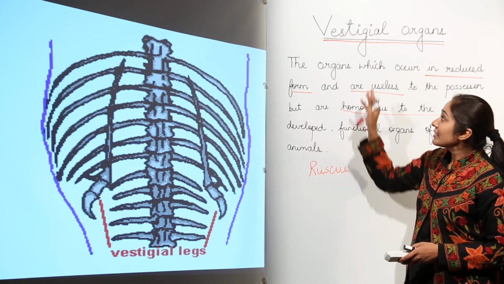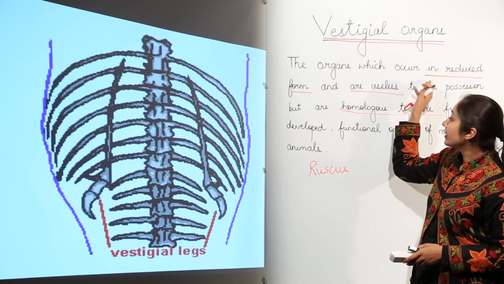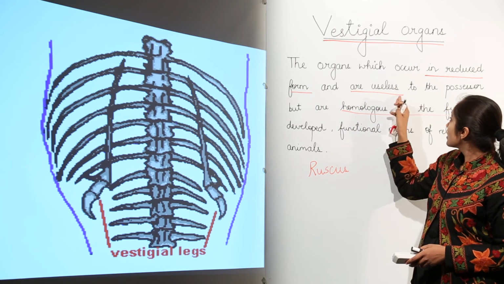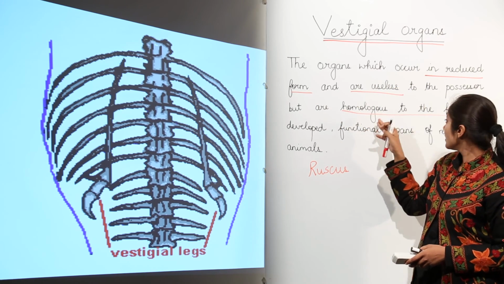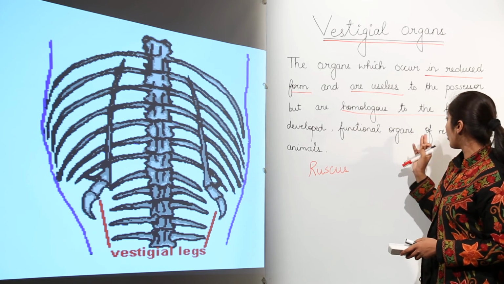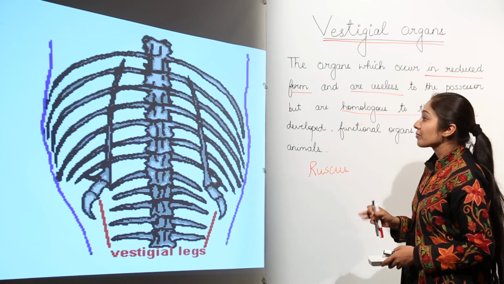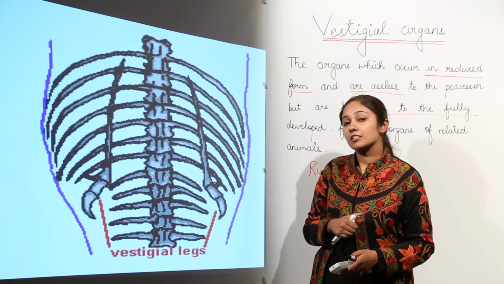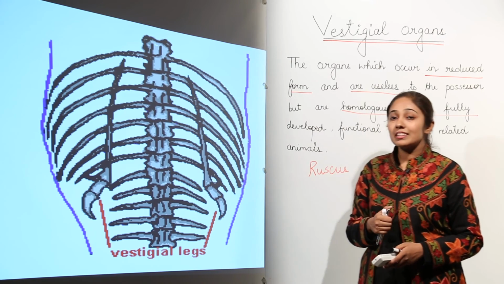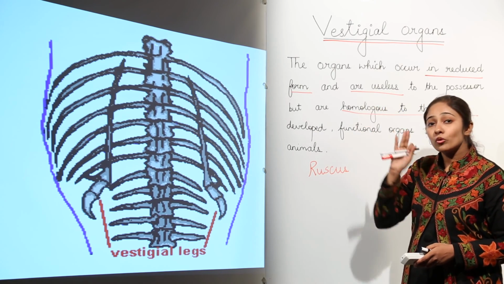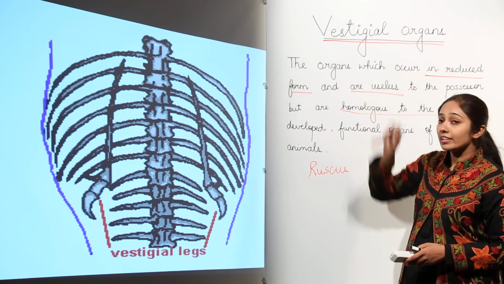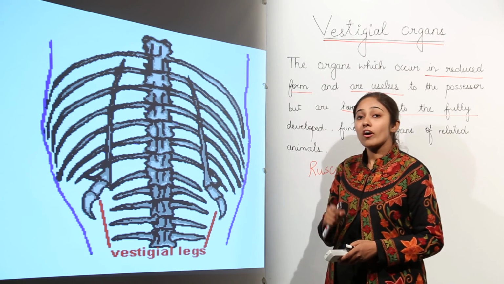So remember, vestigial organs are the organs which occur in reduced form and are useless to the possessor but are homologous to the fully developed functional organs of related animals. We have discussed animals and also plants. So remember, these highly reduced organs which are of no use now are known as vestigial organs, and they provide some evidence for evolution.